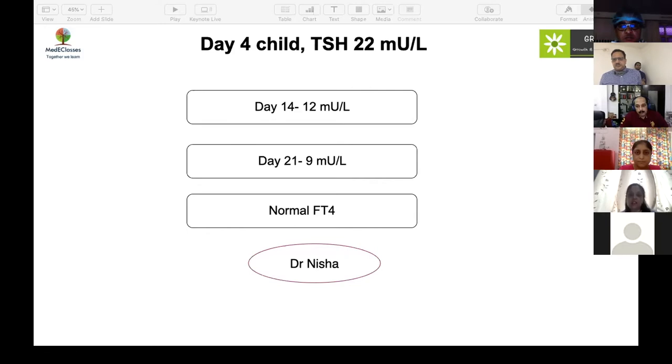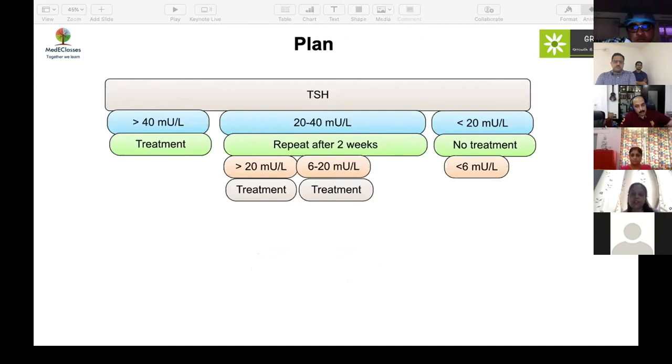Here, the thyroid function TSH is persistently coming high, and the free T4 is normal. Now, what we have to do is the screening. So it's most important here. In this range group where the TSH is 20 to 40, we normally have to repeat after 2 weeks. And if it is more than 20, we obviously know we have to treat.